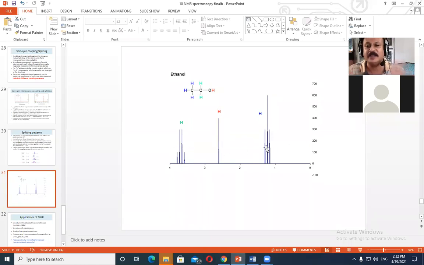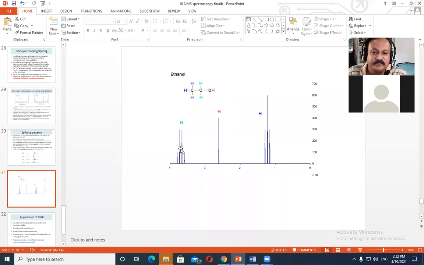So a preliminary analysis will tell us that there should be 3 different types of protons. If you remember one of my slides where I had written: who are you, how many of you are there, who are your neighbors? Do you remember those questions? So here we are getting the answer to those questions. There are 3 different sets of protons, 3 types of protons.